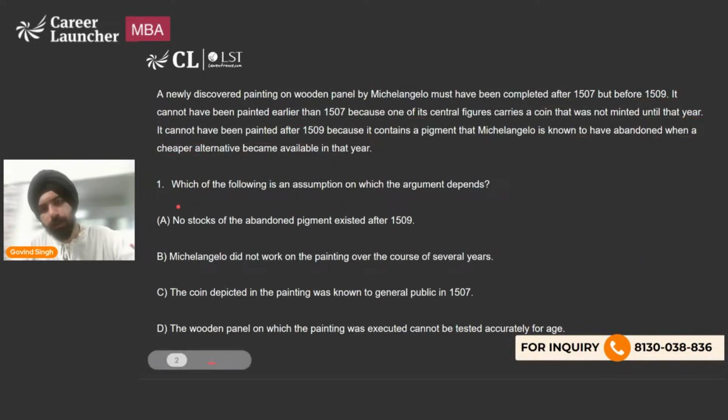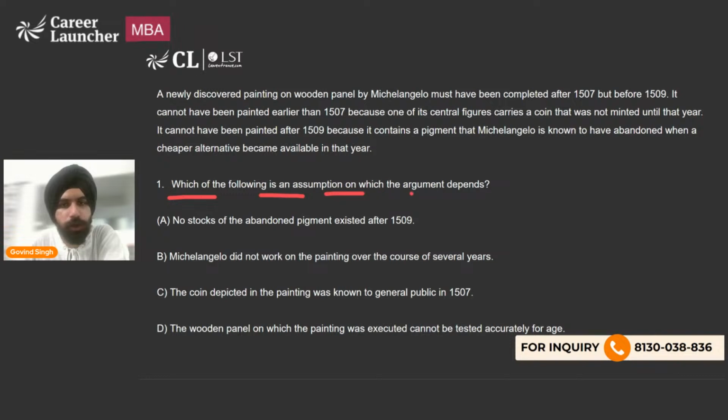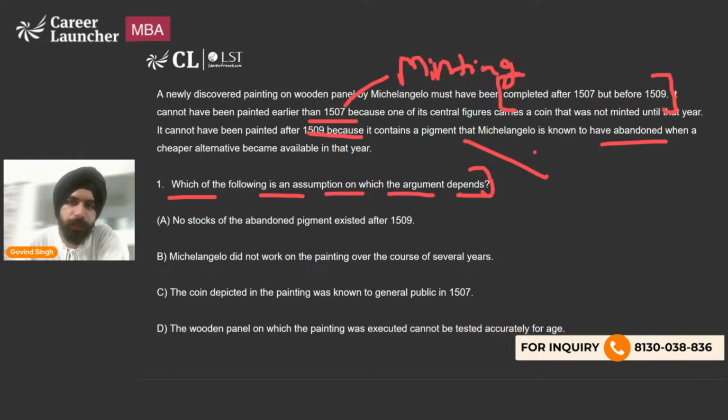Now, what do you have to do in this question? You have to tell which of the following is an assumption on which the argument depends. So we have identified the argument. The primary argument is that he completed the painting between this particular time duration. And why? Because of these 2 reasons. One was the minting of the coin, and the second was the abandonment of the particular pigment. So this is our argument. Let's look at the options.